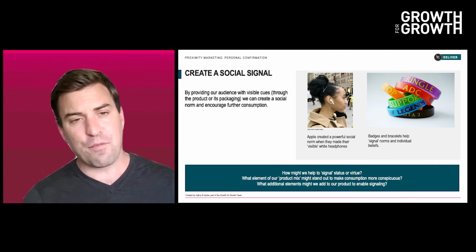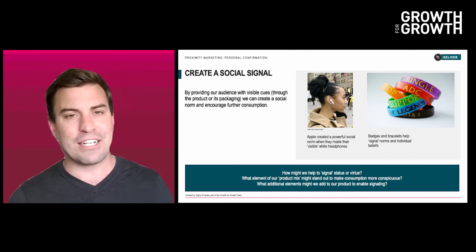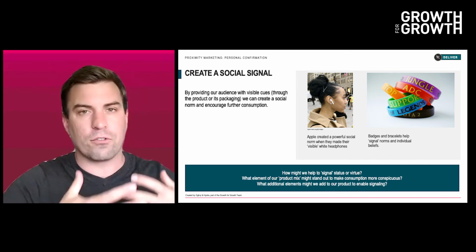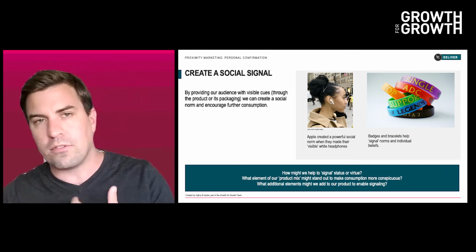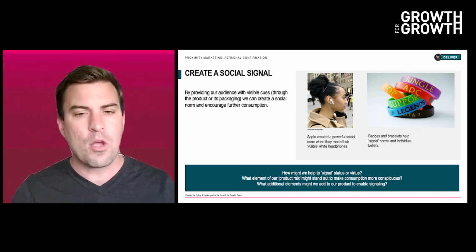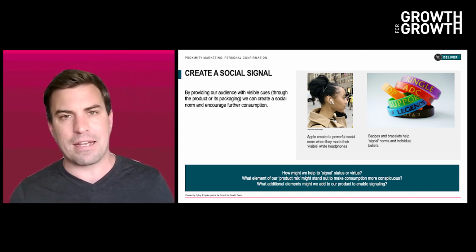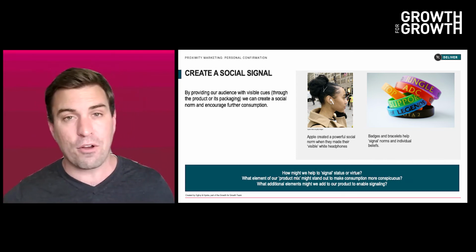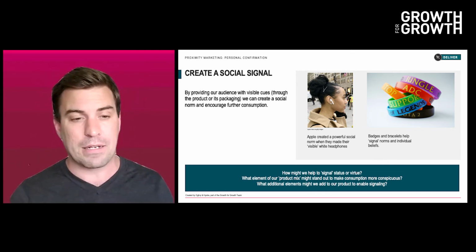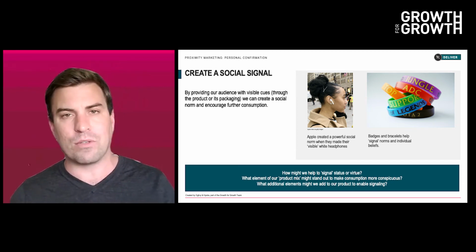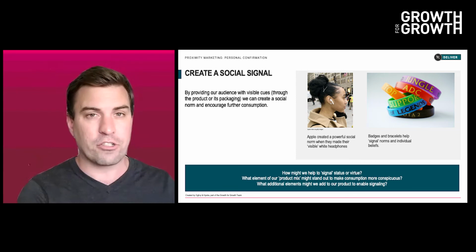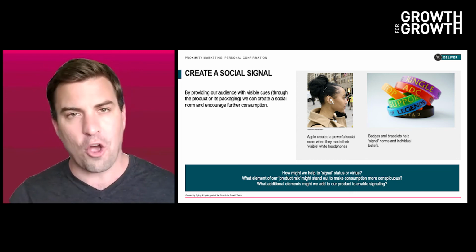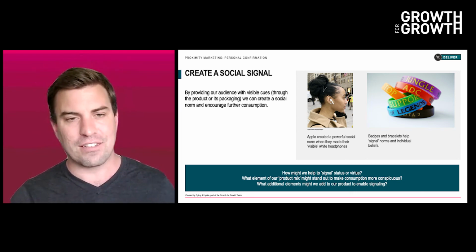So some key questions that come from this for us is, how might we help to signal status or virtue? What might that signal be of wealth or community status, or virtue as sacrifice or community good? What elements of our product mix might stand out to make consumption more conspicuous? For Apple, really interesting because most of the time the iPhone is in your pocket. It's not so conspicuous, but the headphone certainly can be. What additional elements might we add to our product to enable signaling? And this could just be simple coloration of an existing product or creating something bespoke or something different. Again, just some questions to help us to prompt different solutions to this challenge.